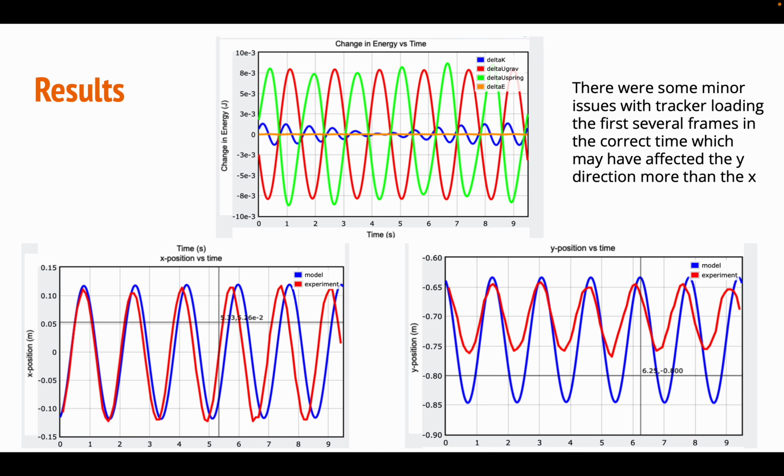So for the results, as we can see, the x position experimental and model and the y position experimental and model are a little bit different, with x position being more accurate, but I think this can be attributed to the fact that Tracker was not loading correctly for the first several frames, so this may have affected the y position a little bit more than the x position and messed up the data.